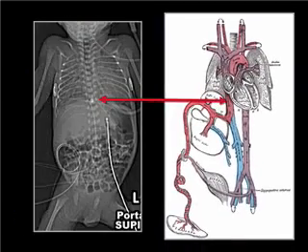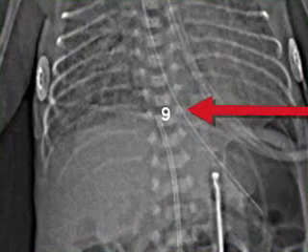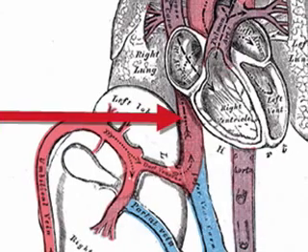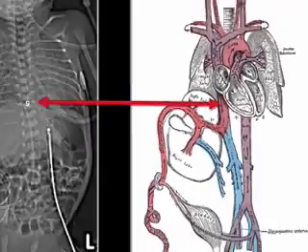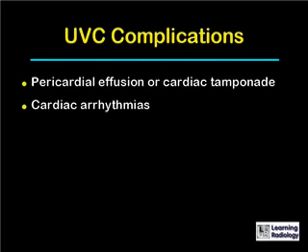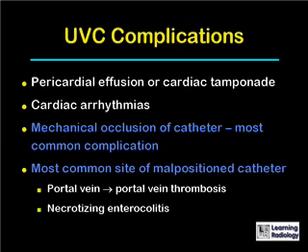This is the tip of an umbilical venous catheter adjacent to the T9 vertebral body, which corresponds roughly in the diagram to the position that's shown here. There are numerous complications to umbilical venous catheters, among which are pericardial effusion or cardiac tamponade, cardiac arrhythmias, and mechanical occlusion of the catheter, which is the most common complication. The most common site of malpositioning of the catheter is in the portal vein, which can rarely lead to portal vein thrombosis and necrotizing enterocolitis.